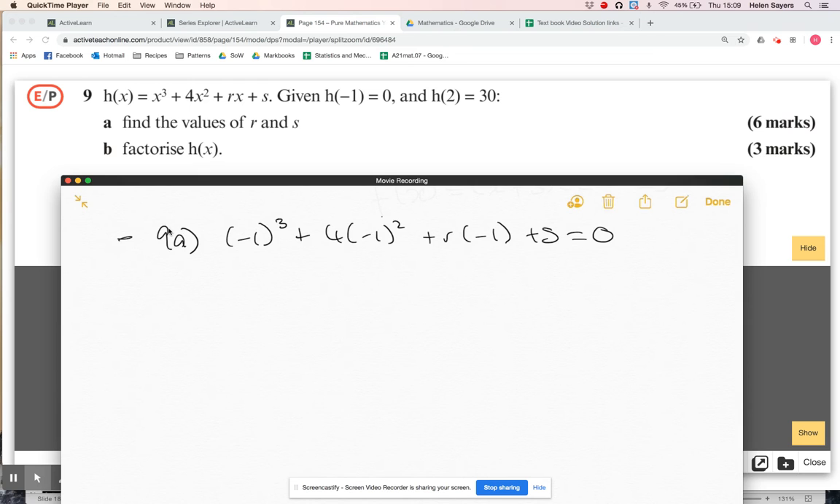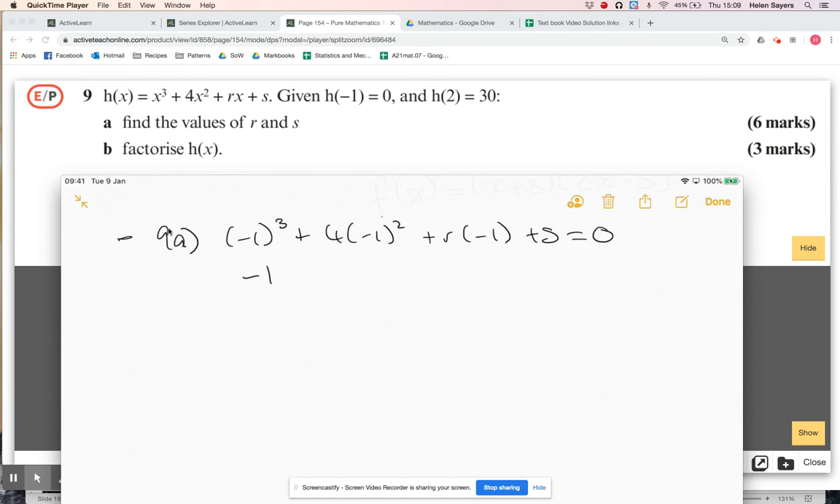So let's tidy that up. -1 all cubed is just -1. -1 squared will be 1, so that'll be plus 4, and then r times -1 plus s is 0. So 3 minus r plus s is 0. And I won't bother rearranging that until I've got my second equation, and then I can decide how I want to do it.